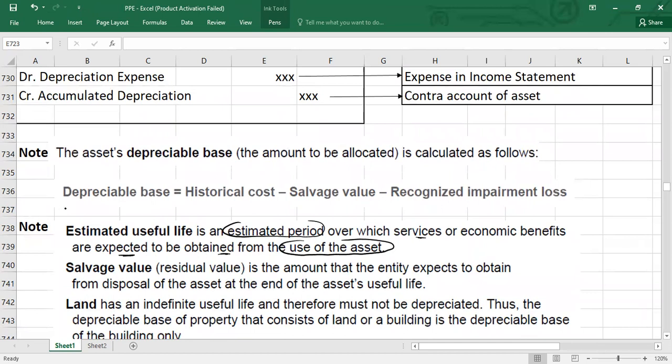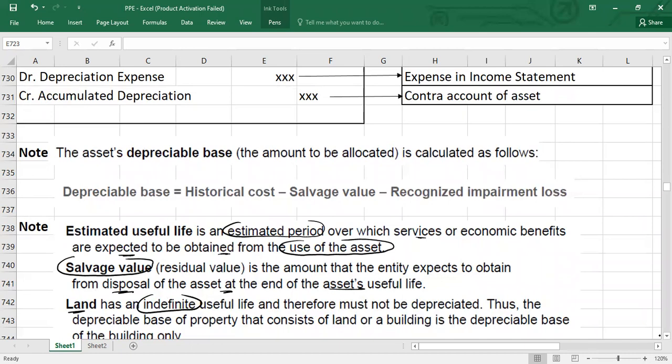So what is the salvage value? Salvage value is also called residual value. It is the amount which the entity expects to obtain from the disposal of the asset at the end of the asset useful life. Like if you sell this asset at the end of its useful life, the value you will get is called salvage value. Please remember, land we will never depreciate, because it always has an indefinite useful life.